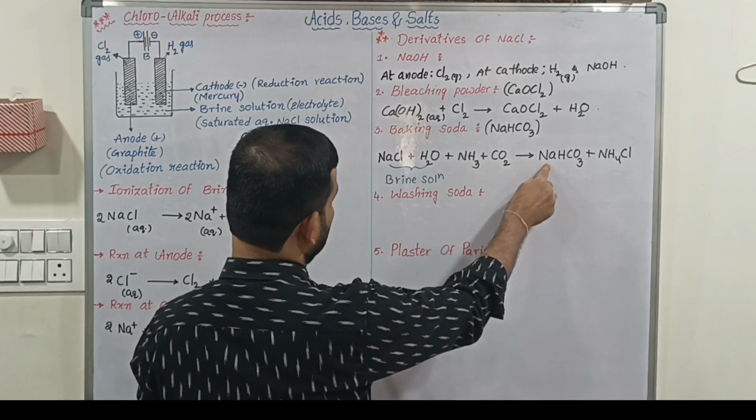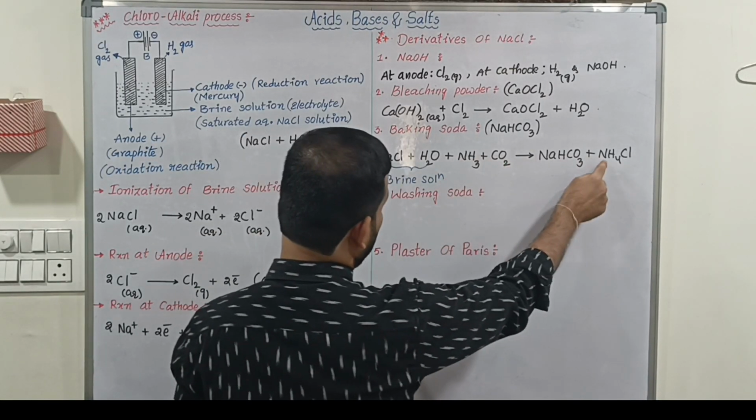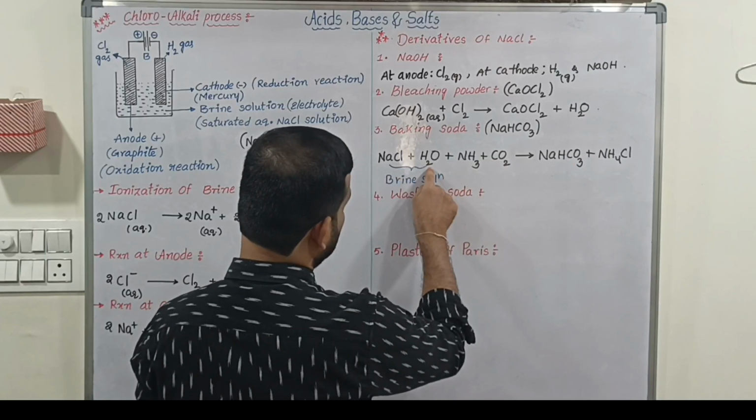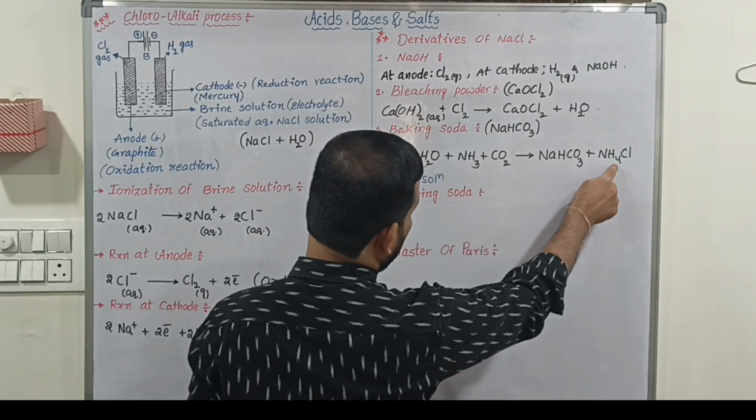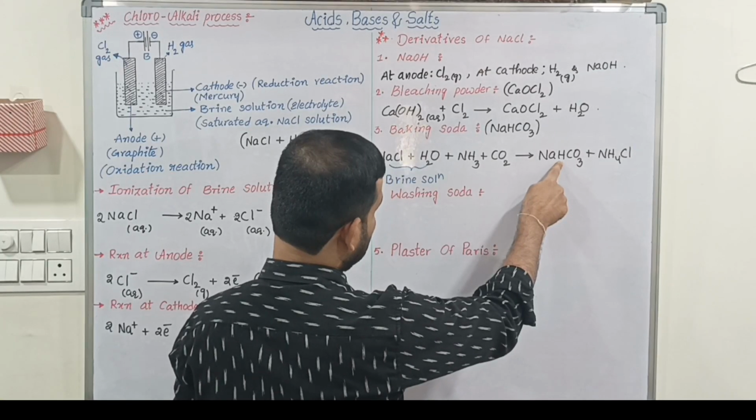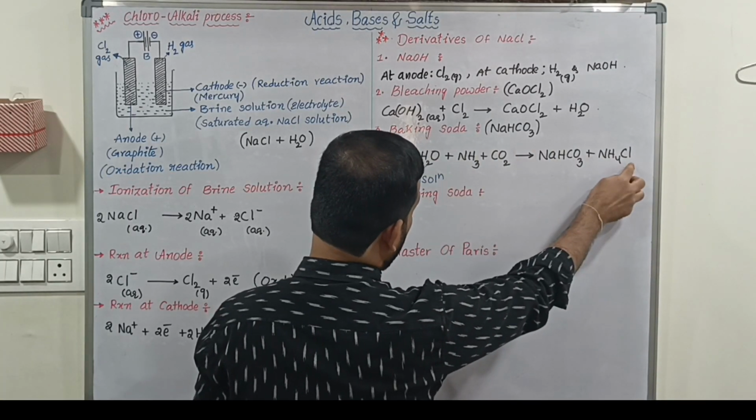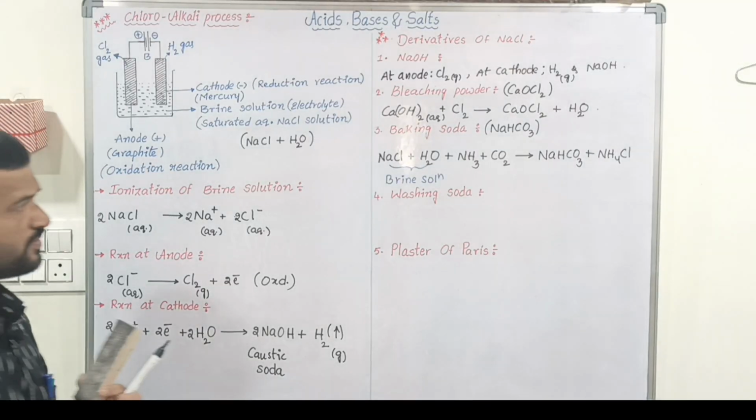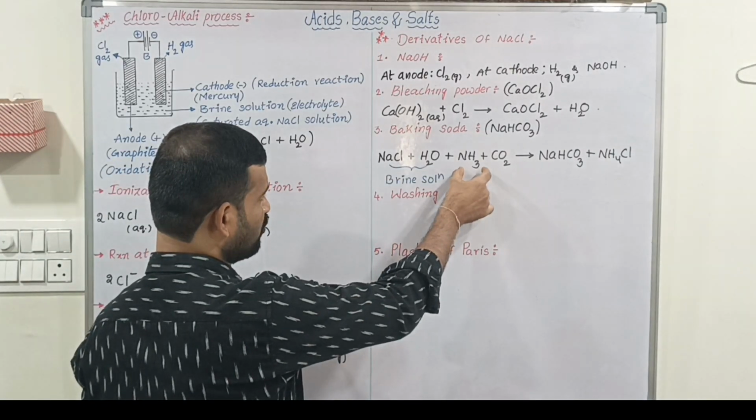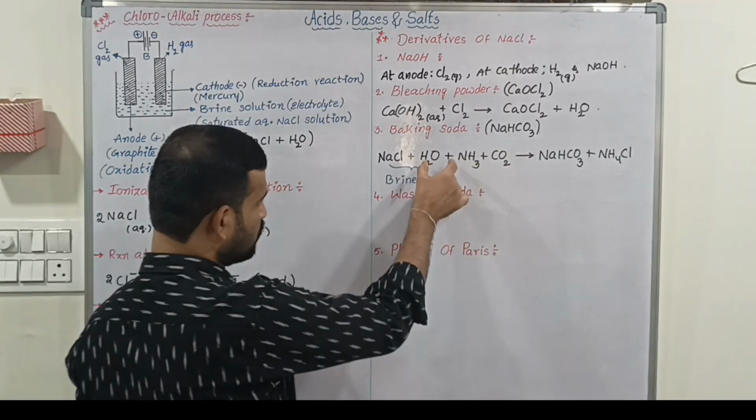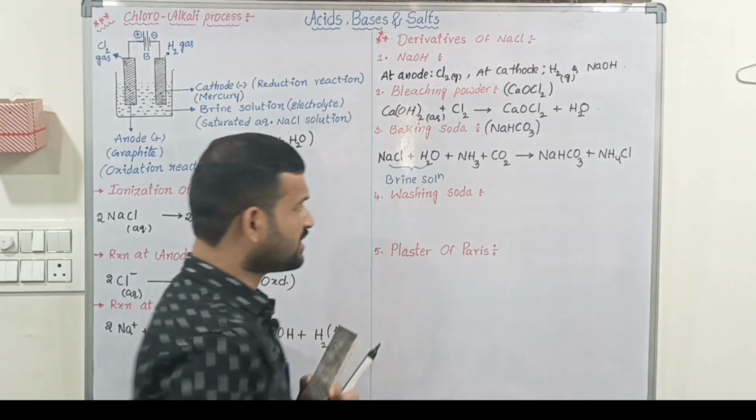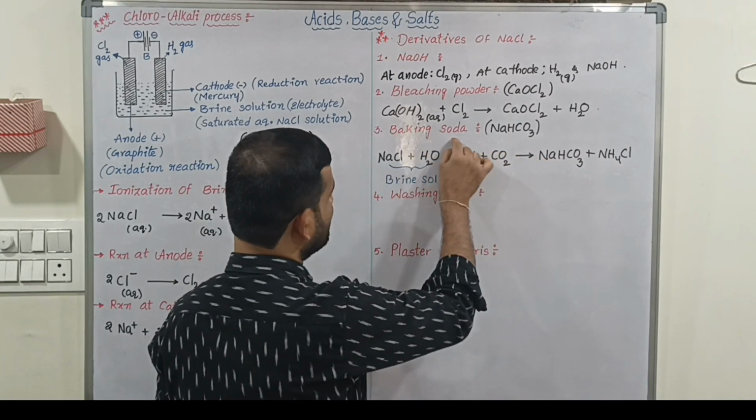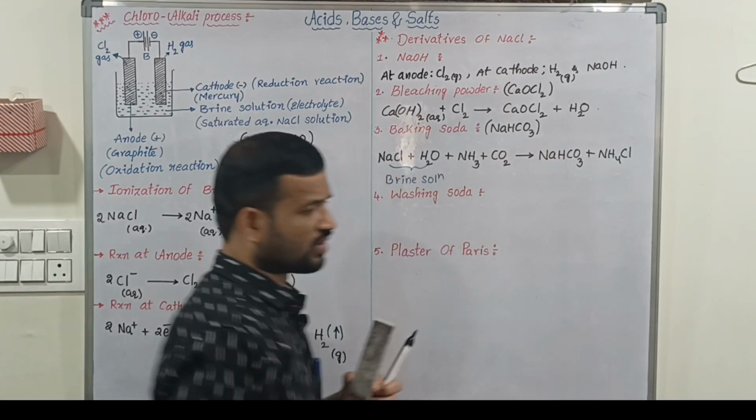One sodium, one sodium. One nitrogen, one nitrogen. One C, one C. Hydrogens, how many here? 2, here 3, so 5 hydrogens; here 4, plus 1, 5 hydrogens. How many chlorines? 1 chlorine, 1 chlorine. So all elements are balanced on both sides. Whenever we pass ammonia gas and carbon dioxide gas through brine solution, we get sodium bicarbonate, which is baking soda, and ammonium chloride.